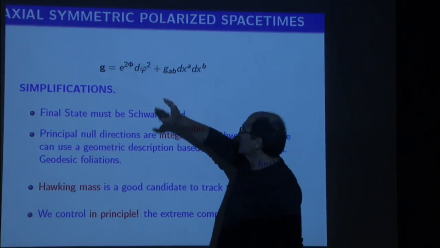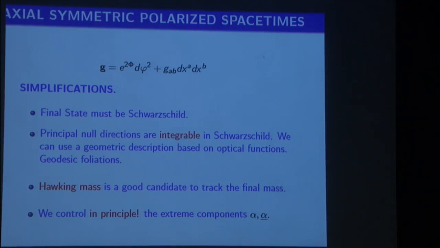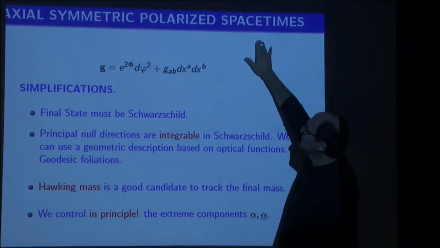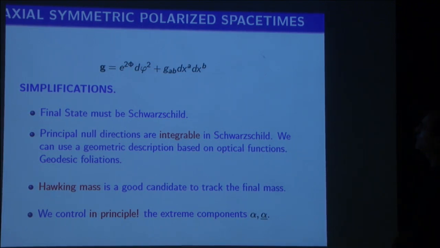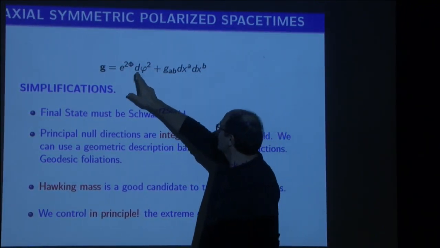Okay, so what does it mean? I'm looking for metrics. First of all, I'm looking for stability of Schwarzschild. So Schwarzschild is an axially symmetric space-time. In fact, it's not only axially symmetric, it's also spherically symmetric. But it is certainly included in what I call axially symmetric polarized space-times. So these are the space-times for which the metric has this very simple form.